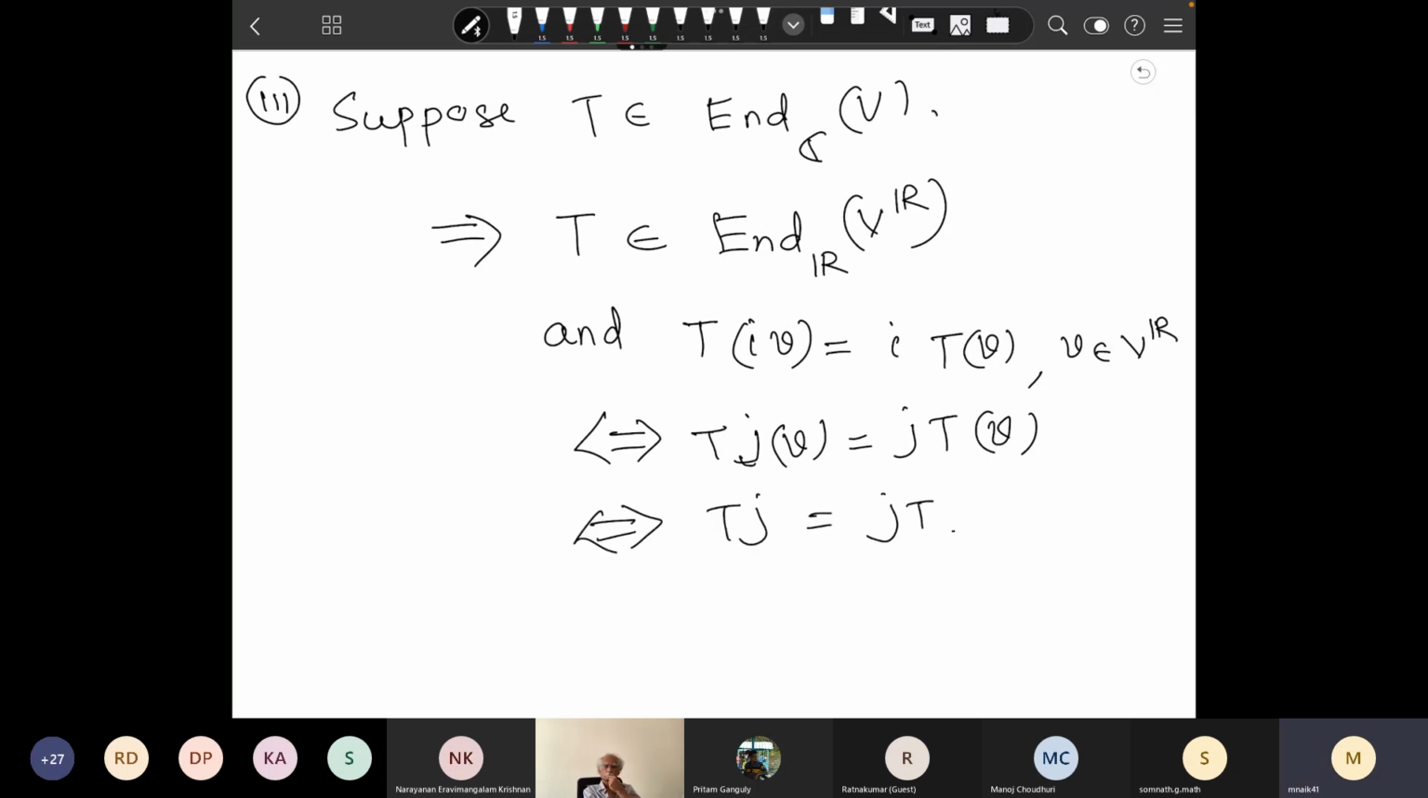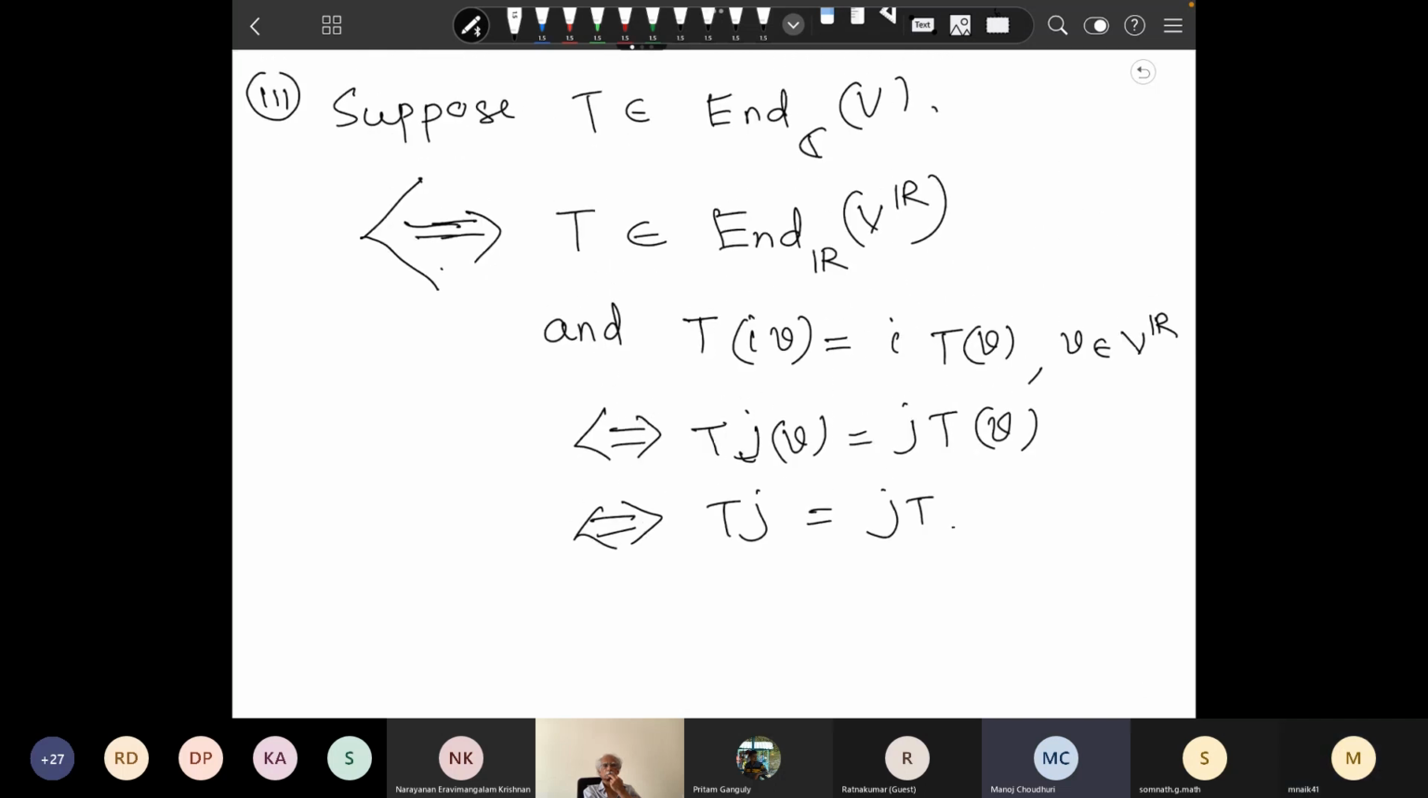So what I am getting: if T is a complex linear map on the vector space V, then T is a real linear map on V^R, and TJ is equal to JT, and this is equivalent to saying that T respects the scalar multiplication with respect to i. Conversely, you can check that if T is an R-linear map on V^R and T respects this scalar multiplication with i, then T is complex linear. So here I get if and only if.